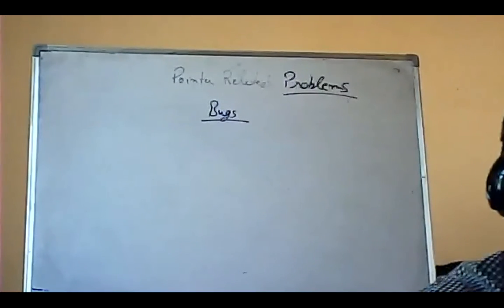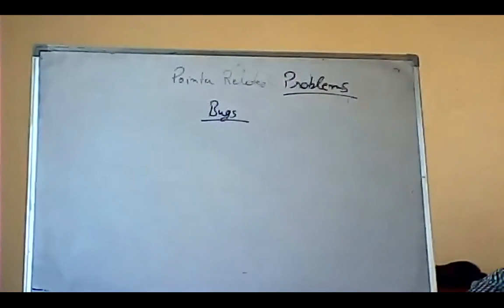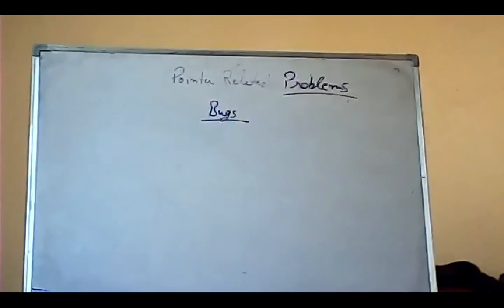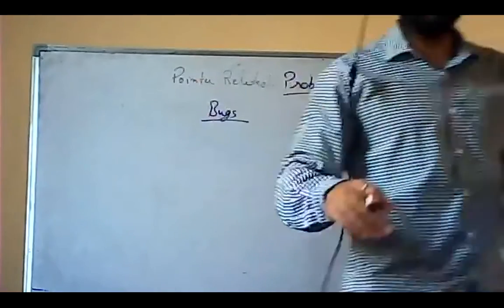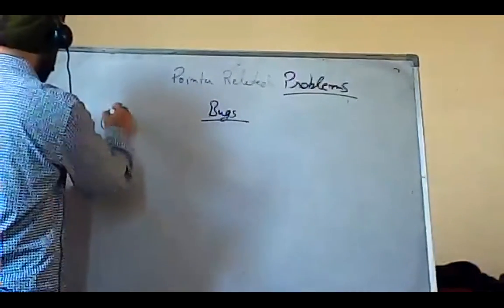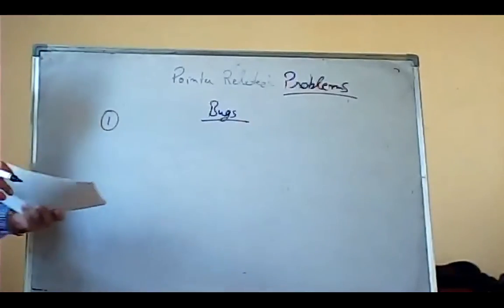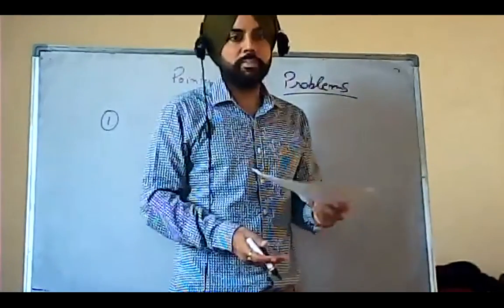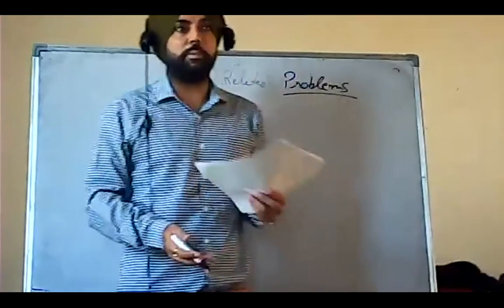So our topic is pointer related problems. We will continue with that, because we have different types of pointer related problems. When we are talking about the first problem, sometimes we face the memory leak problem, memory allocation failure problem, dangling and wild pointer problems.